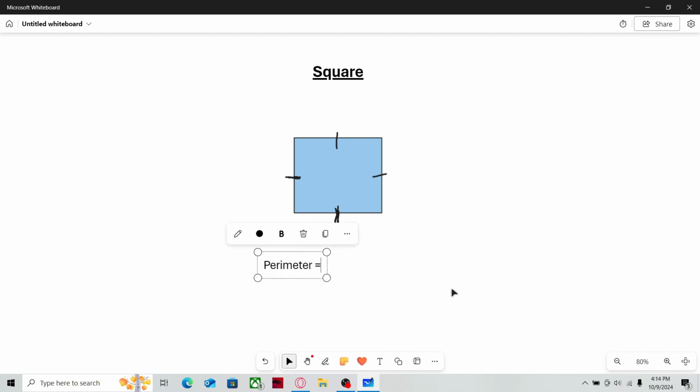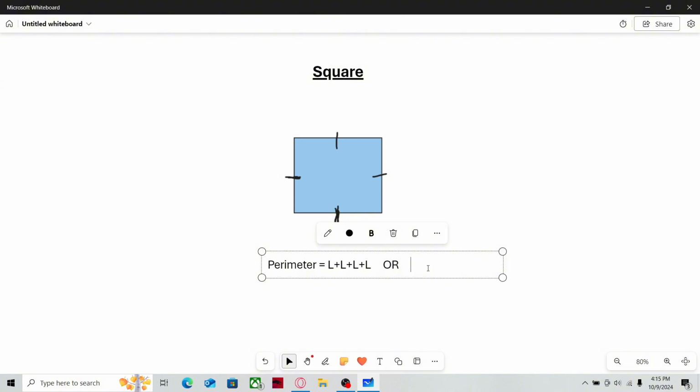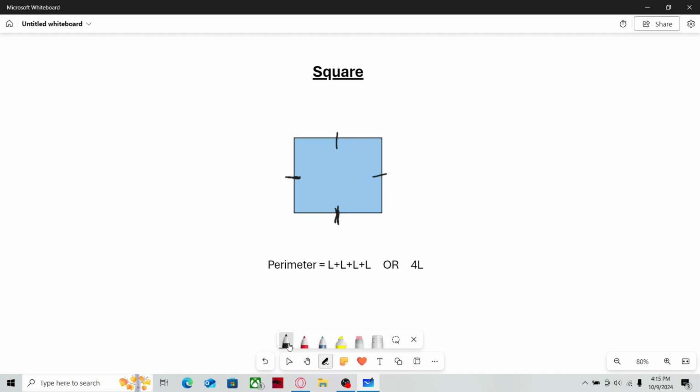Perimeter. What's the perimeter formula for this? Normally it is L plus L plus L plus L, no? That's the normal way we do it, right? But if you want to speed up the process, what's the other method? You can use 4 times L. Why? Because you have 4 sides.